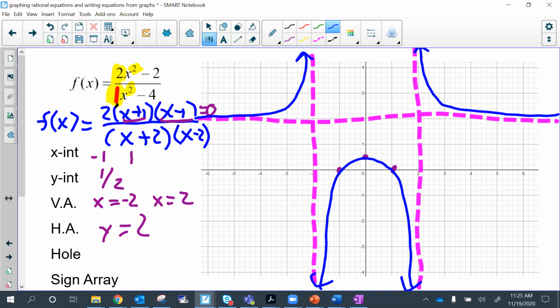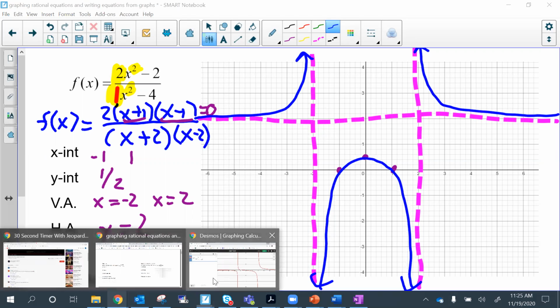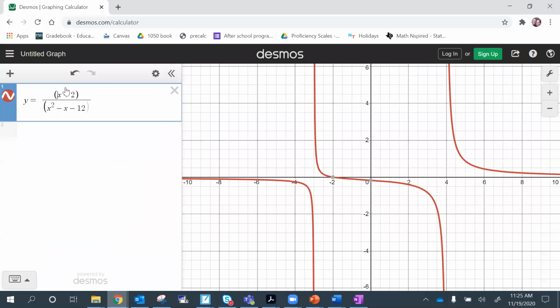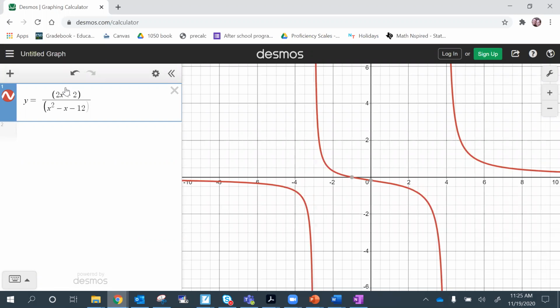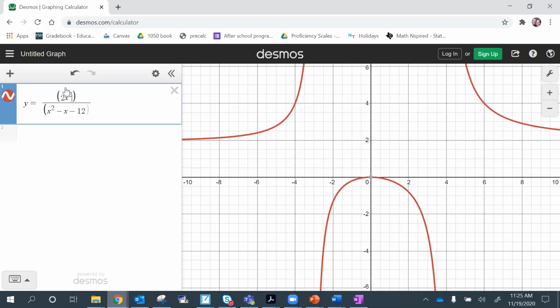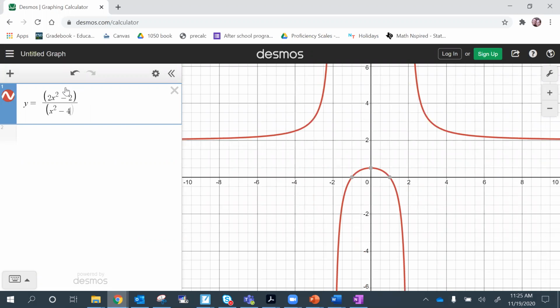I'm going to hurry and graph this on Desmos so I can show you it works. So we have 2x squared minus 2 and we have x squared minus 4. And if someone asked, does it matter if you write it when it's factored or not? It doesn't matter as long as you put it in correctly.